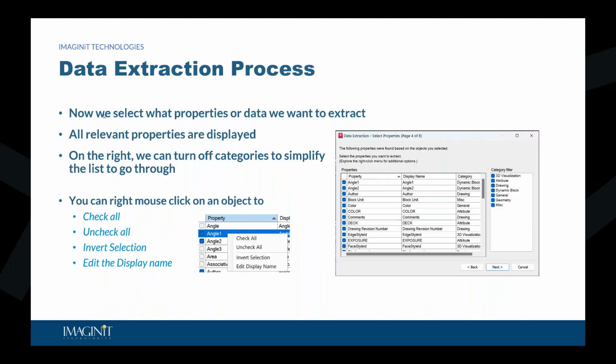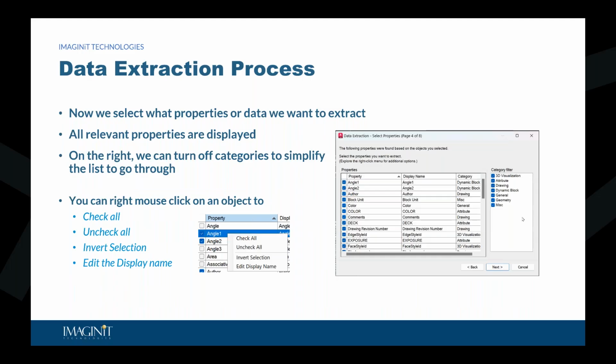Now we get to page 4. Once you've selected what objects, now we want to select what properties or data we want to extract. All the relevant properties are displayed based on your selection on page 3. On the right, again, we can turn categories off to simplify the list of going through. If it doesn't have a 3D visualization, we can turn it off and you can see the categories are listed. So my face style ID here is a 3D visualization and edge style.